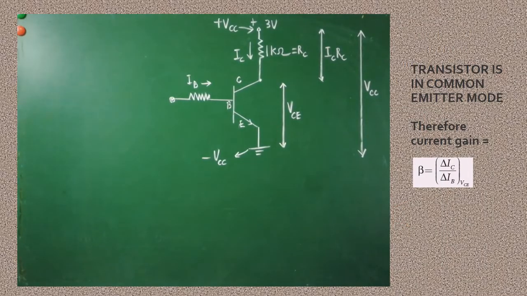Now we are going to solve the third problem in the 10th chapter. What is asked? I will read the problem. Assuming VCE saturation is equal to 0.2 volt and beta, that is nothing but current gain, is equal to 50. Find the minimum base current IB required to drive the transistor given in the figure to saturation.